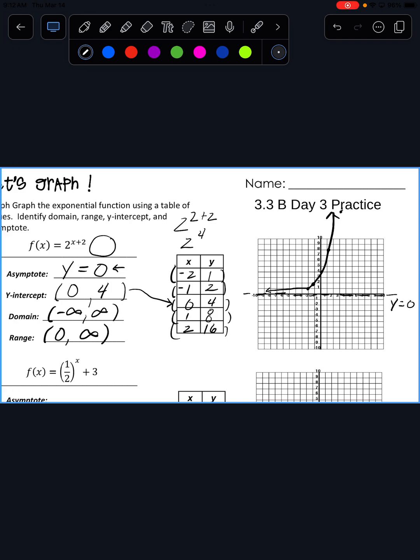So we have successfully graphed our exponential function, setting up our table of values, and describing our domain and range.